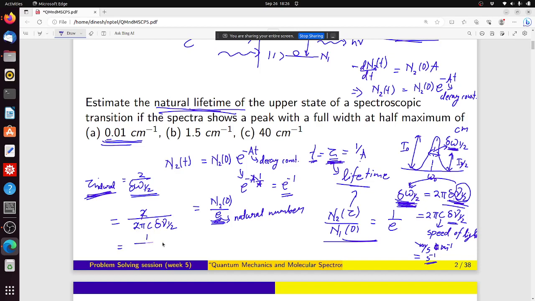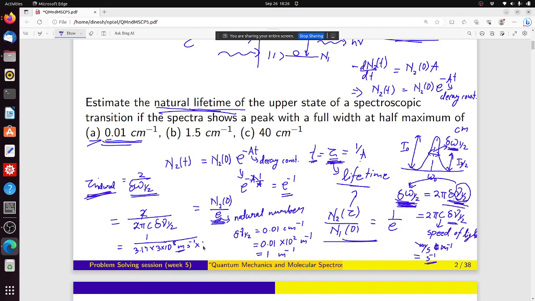Okay, so I have pi 3 is 3.14, c is 3 into 10 to the power 8 meter per second, and this value for question A is given, delta nu half is given as 0.01 centimeter inverse. So I have to convert it to meter inverse, because I am writing speed of light in terms of meter per second. So this will be 0.01 times 10 to the power 2 meter inverse. Okay, so it's nothing but 1 meter inverse.